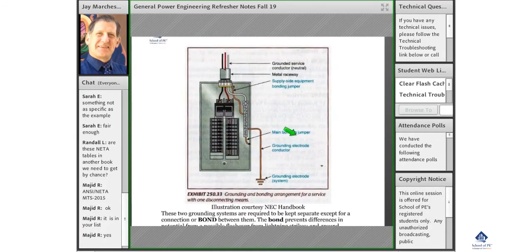Here's a picture out of the NEC that shows, here's a metal raceway here. Here's an enclosure. Here's your ground for your enclosure with the bonding jumper, taking it to this terminal block, and then this carries any stray currents to ground, to the earth ground, typically a ground probe driven into the ground.